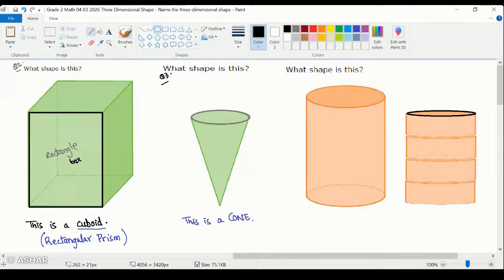This is a circular part. Perfect. Thank you, Precious. Thank you, Michael. So this shape, this is a cylinder, right? Yes, perfect. A tube, pipe, anything, right?